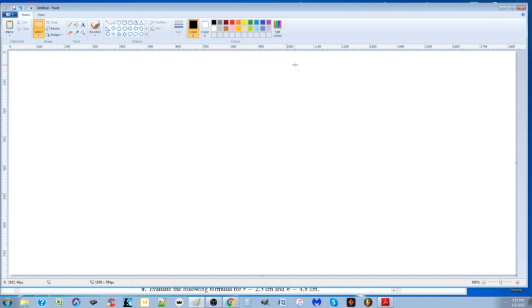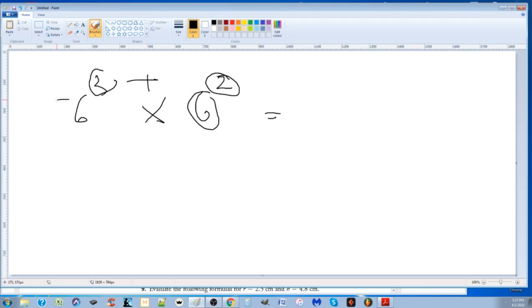Let's do a couple more of those. Let's look at 6 to the power of 3 times 6 to the power of 2. My theory is that I can just add those exponents, keep the base, and it will be the same as 6 to the power of 5. That's 2 plus 3. Let's test out that theory.